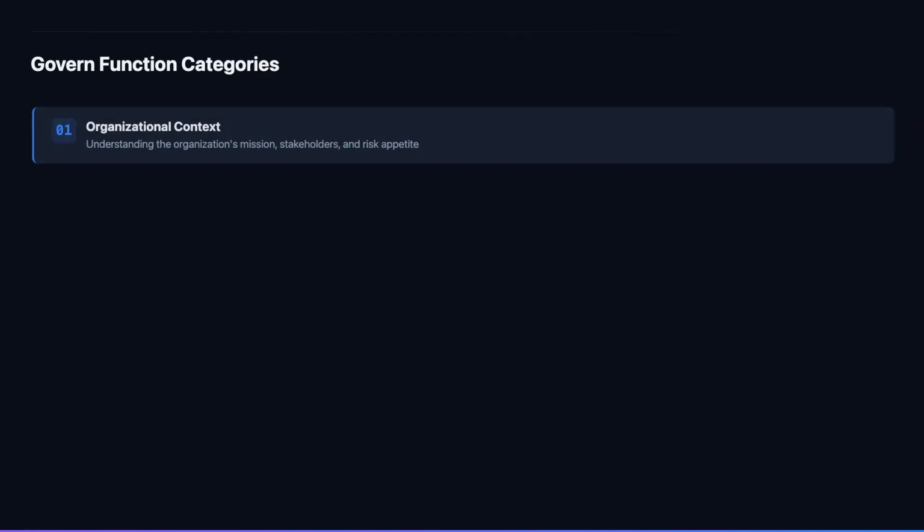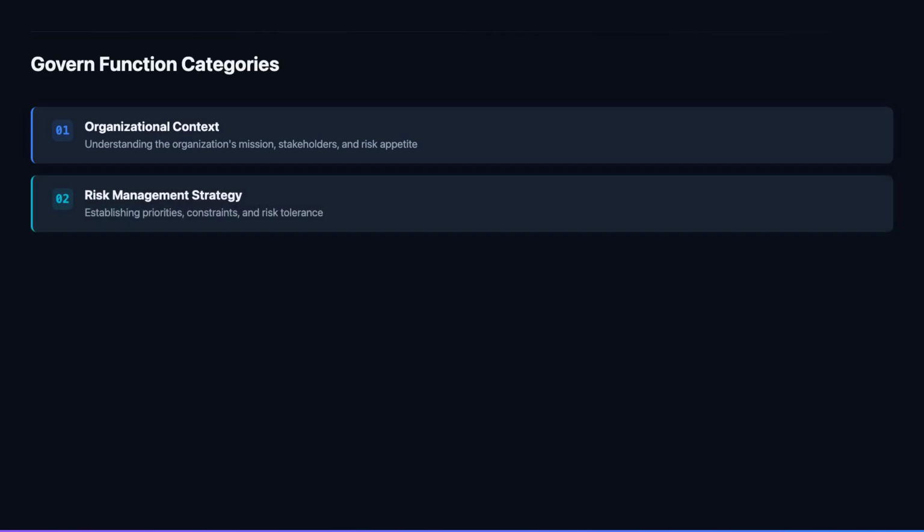The addition of the Govern function is the most significant change in CSF 2.0. Let us explore what it means. The Govern function establishes cybersecurity as a strategic priority and integrates it into organizational governance. Organizational context ensures cybersecurity strategy aligns with business objectives and stakeholder expectations.